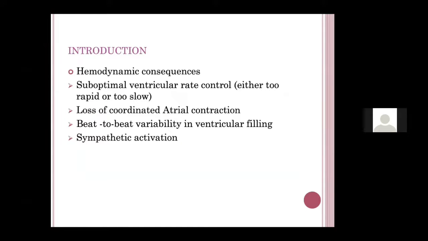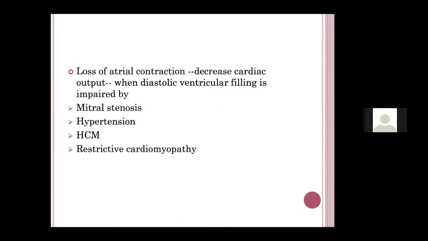Then there is loss of coordinated atrial contraction. Because of the AF, there is beat to beat variability in ventricular filling, and that is why we get varying intensity of the first heart sound. Then we have sympathetic activation. So these are the various hemodynamic consequences. Now, the second thing is loss of atrial contraction.